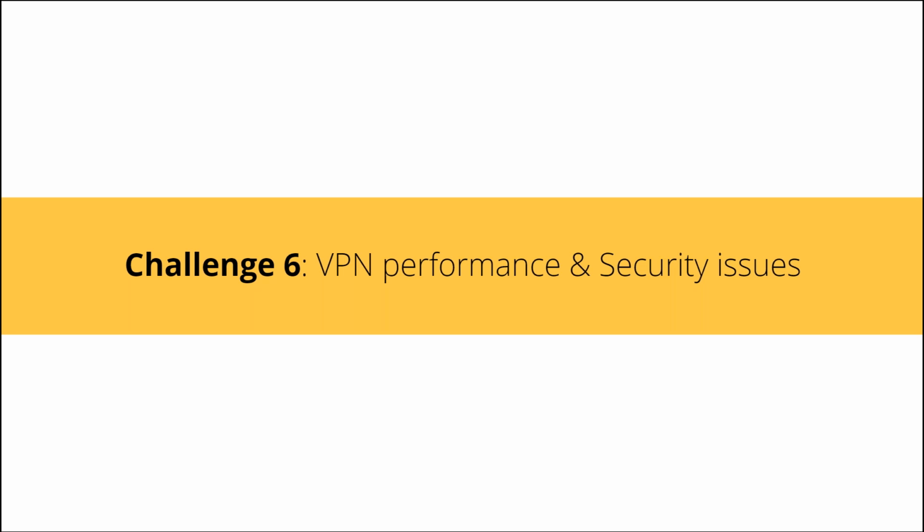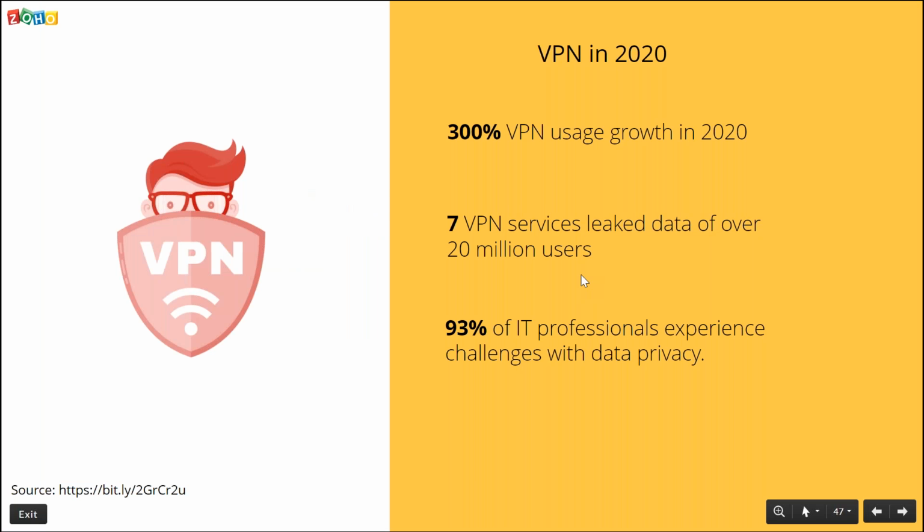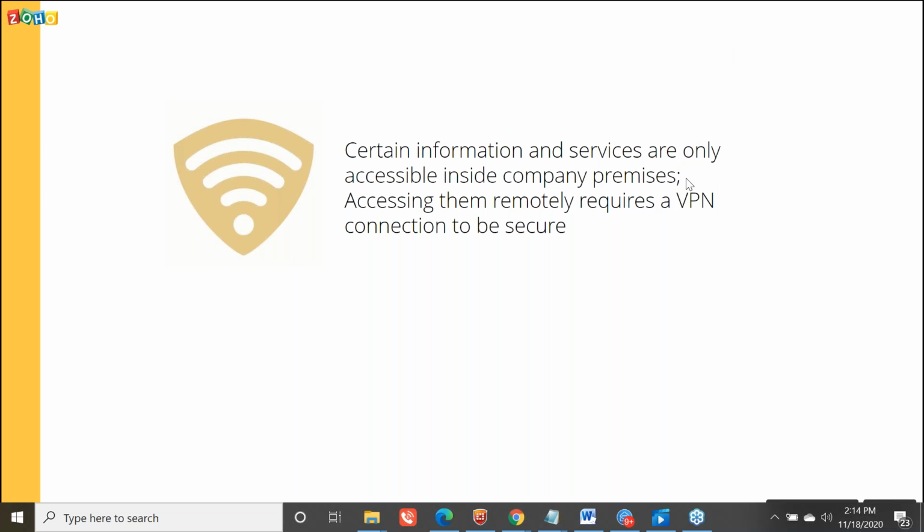Next challenge, we are going to discuss VPN performance and security issues. Certain information and services are accessible only when the system is connected to the internal LAN within the company premises, and accessing them remotely requires a VPN connection, which also needs to be secured. So security related concerns are there when we are using VPN communication, VPN applications from our system.